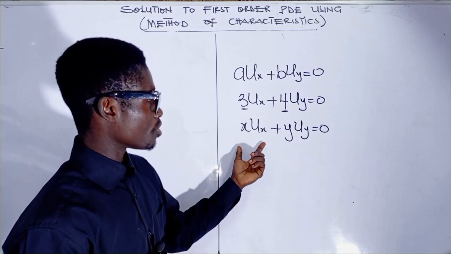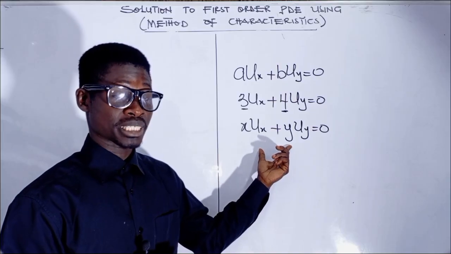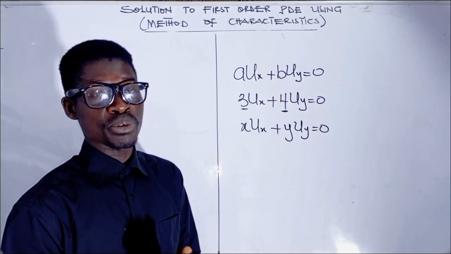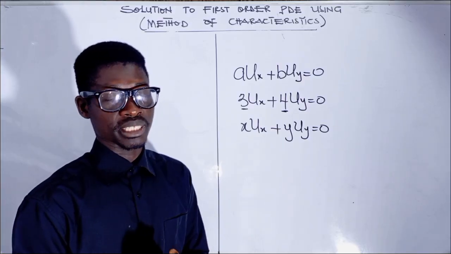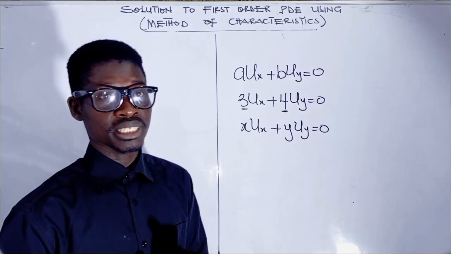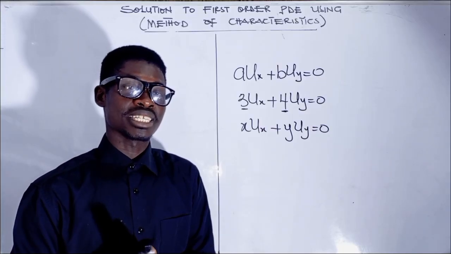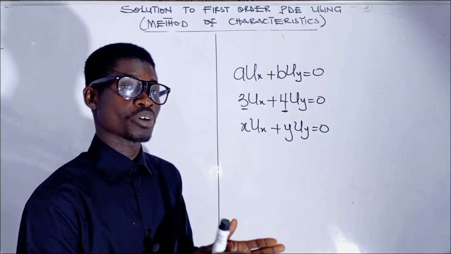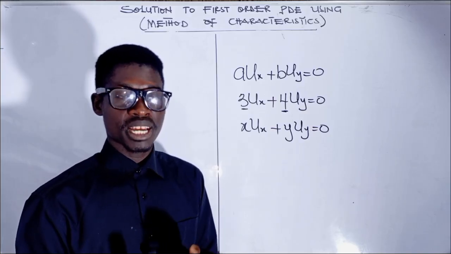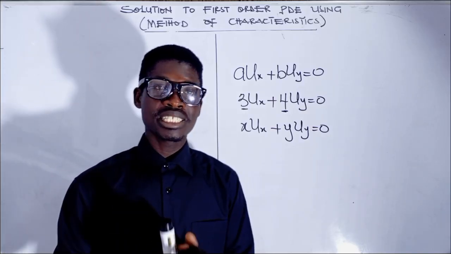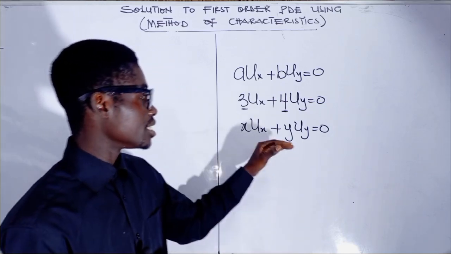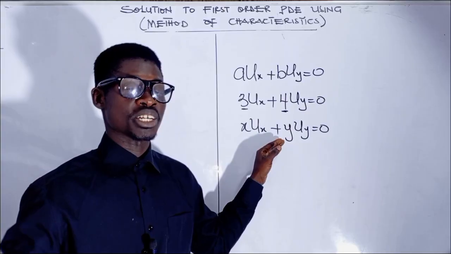So to be able to solve a first order partial differential equation where the coefficients are variables, we go for the method of characteristics. Now what is this method of characteristics? The method of characteristics is a special technique that is used to solve a first order partial differential equation. Its main job is to convert or reduce the PDE into an ordinary differential equation.